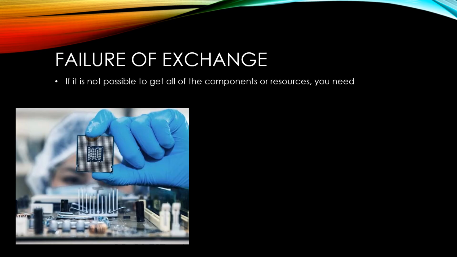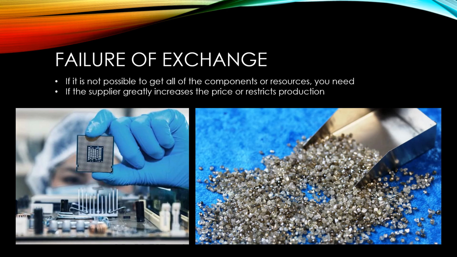Another problem occurs when suppliers greatly increase the price or restrict production of a resource that firms need. This can often happen in markets where there is a near monopoly or a monopoly situation, such as the market for industrial diamonds. This can leave the firms that need to use them in their production with extremely fluctuating costs that can be very hard to predict and budget for.